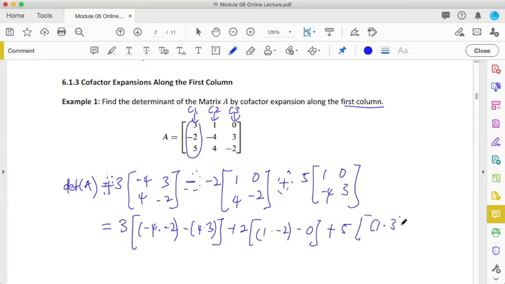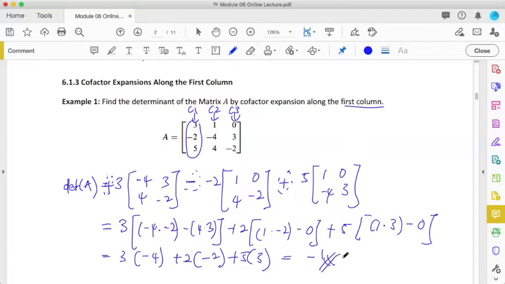times (1 times 3 minus 0). So if you solve it, you get negative 4 plus 2 times negative 2, that gives you negative 2... plus 5 times 3. And finally, if you solve it, you get negative 1. So that is this determinant.